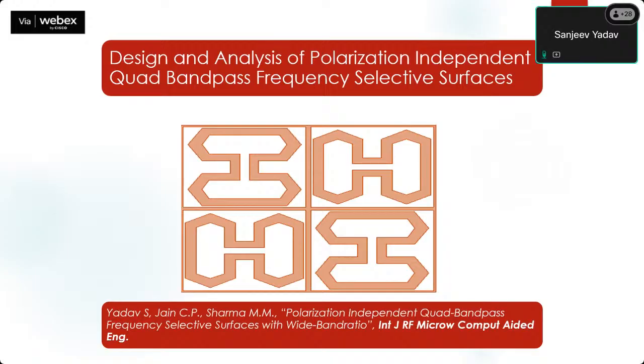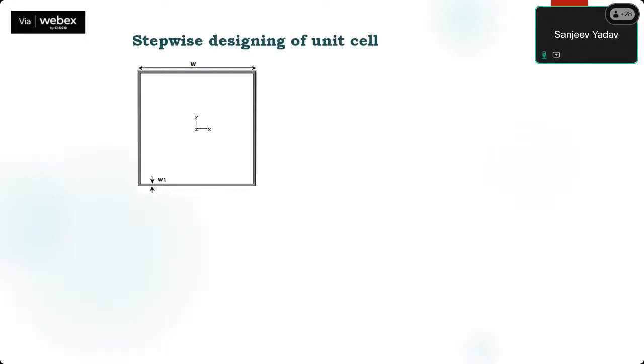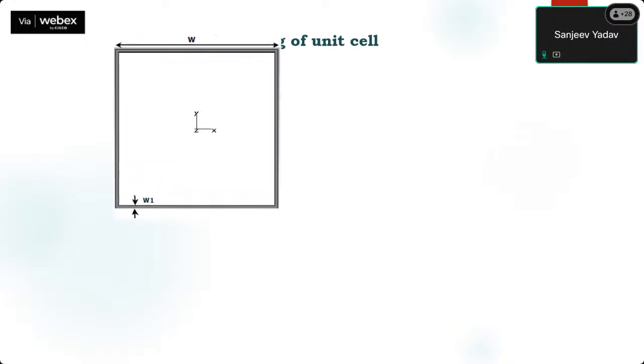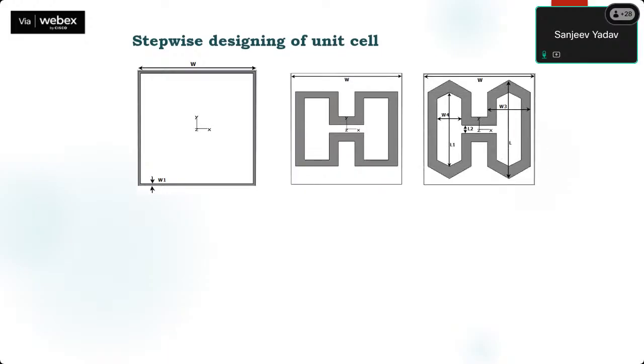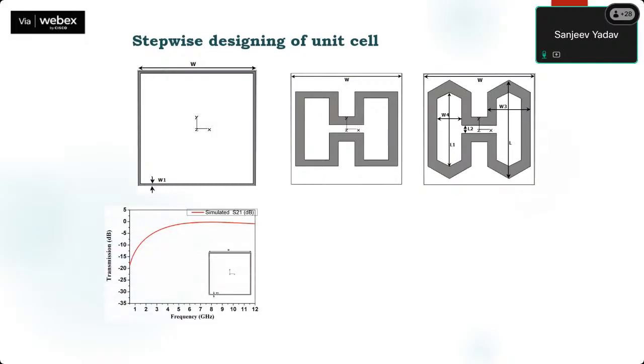This design has been published in the International Journal of Microwave and Computer-Aided Engineering in 2021, I think. Yeah, 2019. This design is the final design, which you can see shown in the figure. Again, the stepwise designing is shown here. Initially, we started from a square ring. Then we went for an H type of ring. We have modified this ring like this one.